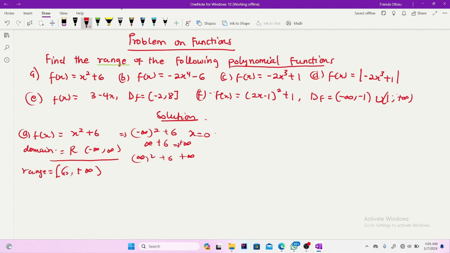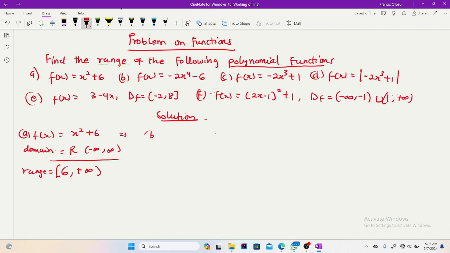The lowest is 6 because everything you put here becomes positive. So the lowest x input is 0, and that will yield a range of 6 to positive infinity. And that is for the first one. So let's go to the B and solve that as well.